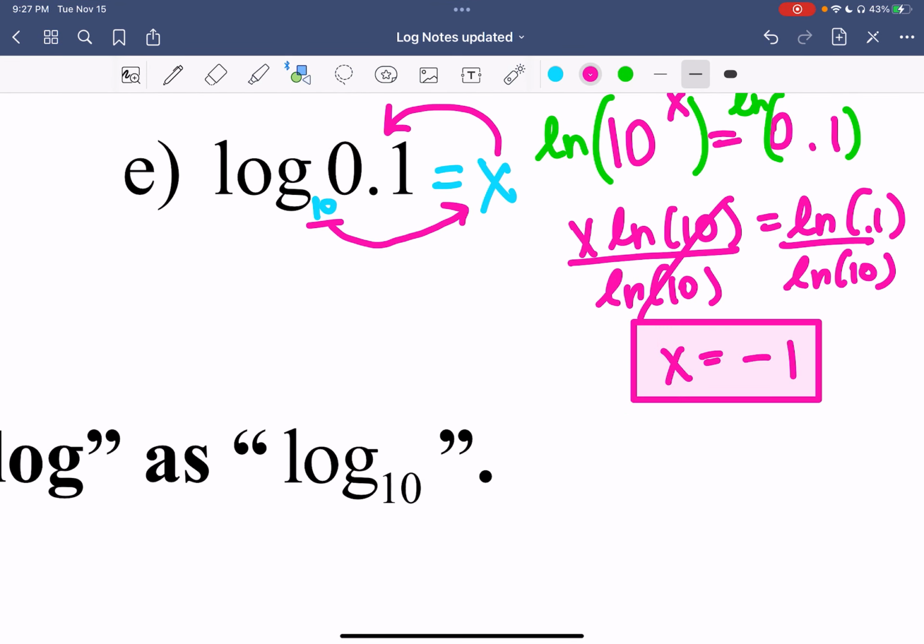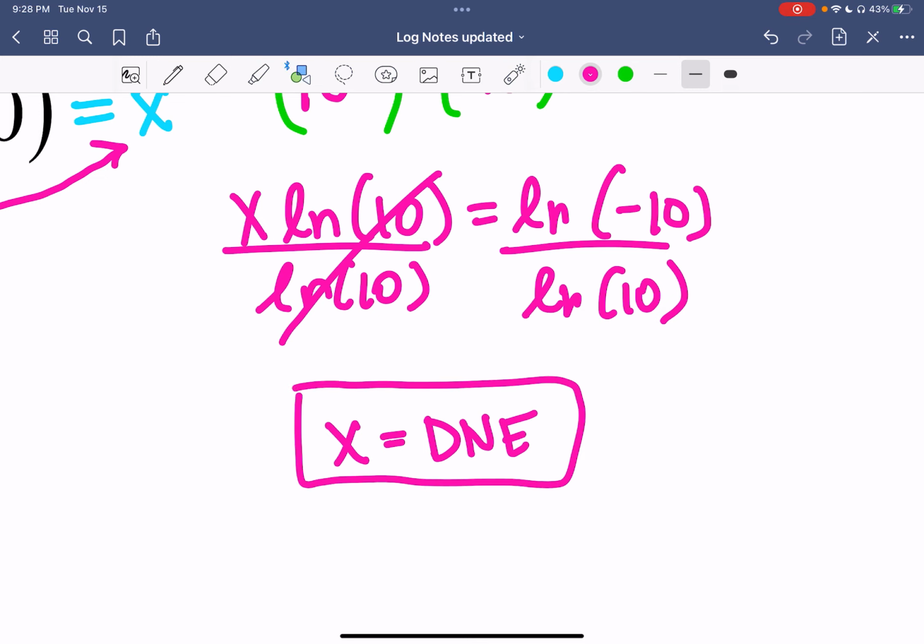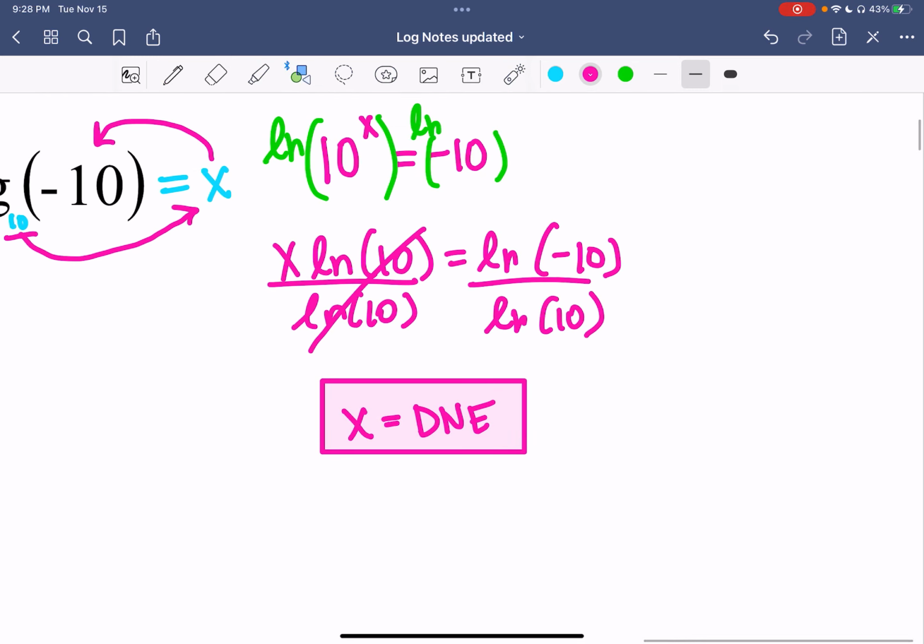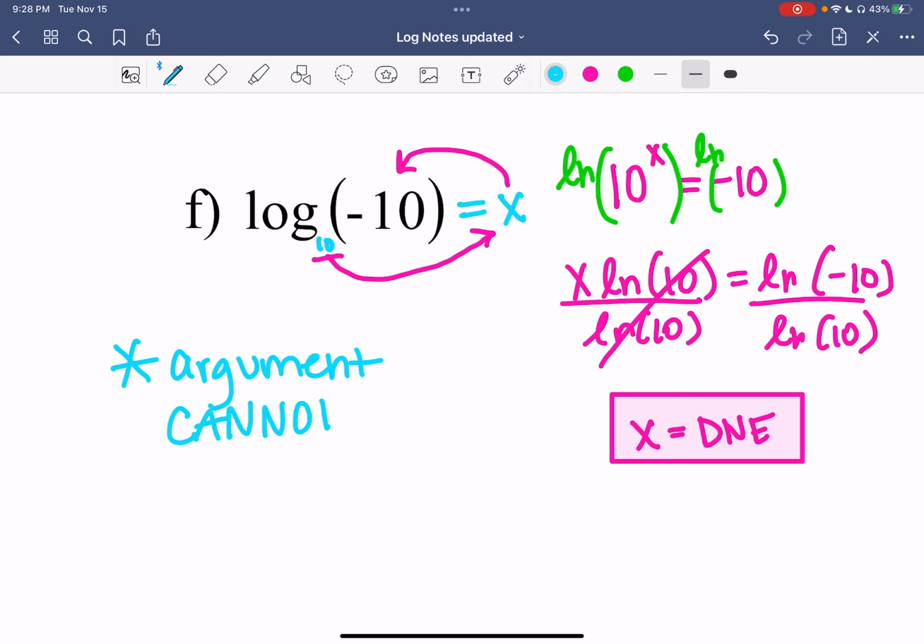So the natural log of -10 divided by the natural log of 10. That's a non-real result, so there is an error there. It does not exist. The reason why is because your argument cannot be negative. The argument being the one in the parentheses, again, the big number next to the log, not the base. Write this down so you don't forget it: the argument cannot be negative.